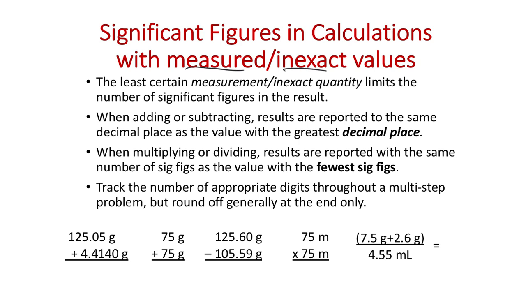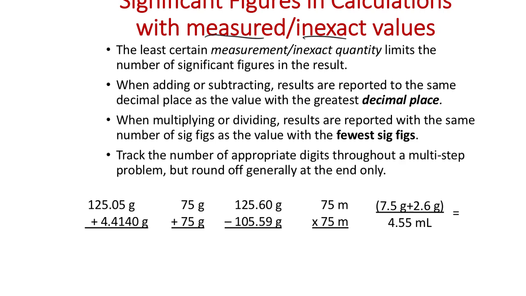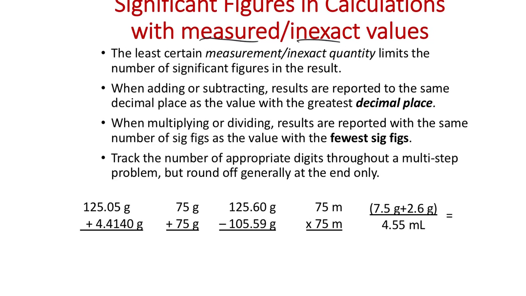So let's separate our math functions into rules that we're going to apply for adding or subtracting versus multiplying or dividing. When adding or subtracting, the results are reported to the same decimal place as the value with the greatest decimal place. Let's think of an example of this in action right away, to see what we mean by decimal place and what we mean by being higher or lower.